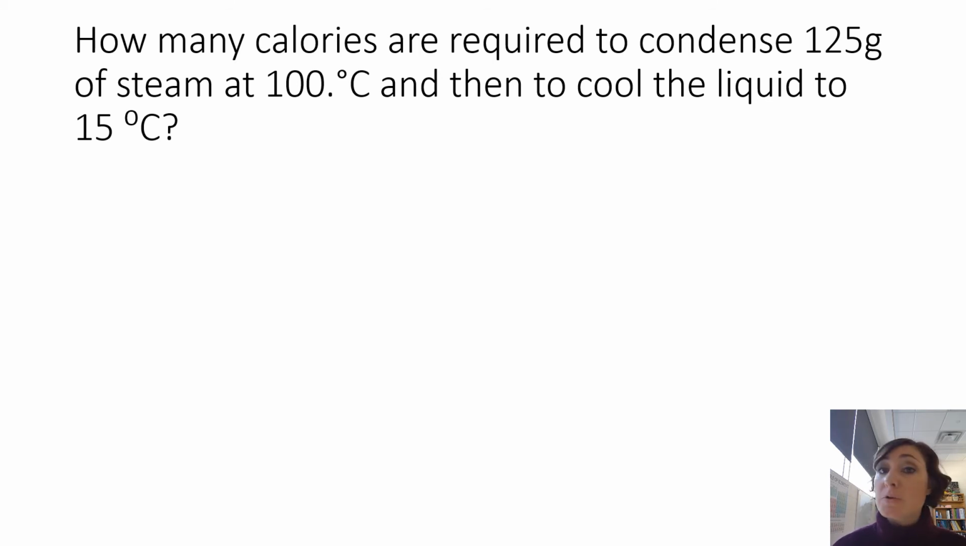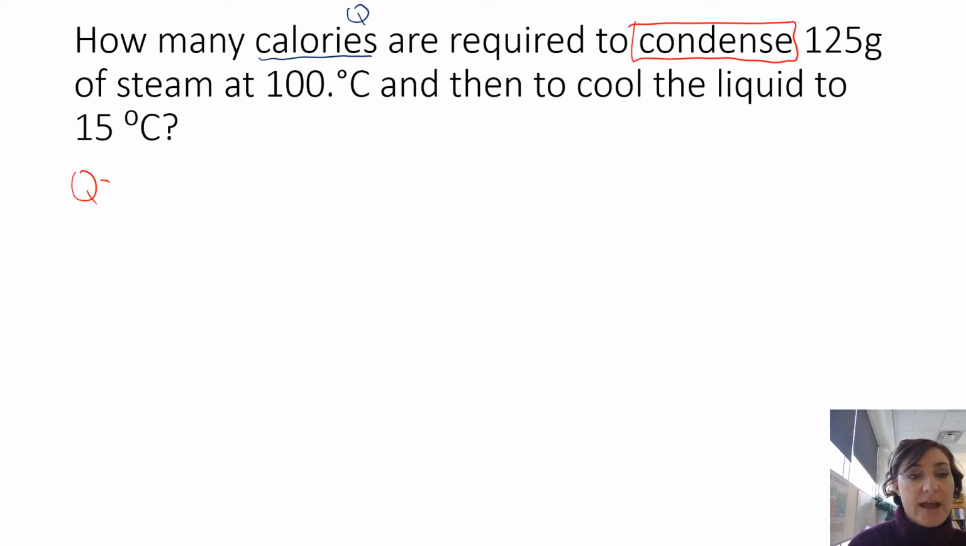In our last sample problem, we're going to put together some more ideas and do a little more complex multi-step problem. So they ask us how many calories, that sounds like a Q value to me, are required to condense. Ooh, this is good. We have a keyword here, condense, so that tells me right away I'm going to have a heat of vaporization problem. 125 grams, this is my mass, of steam at 100 degrees Celsius, and then to cool the liquid to 15 degrees Celsius. We have a change in temperature. We finally have 2 different temperatures.